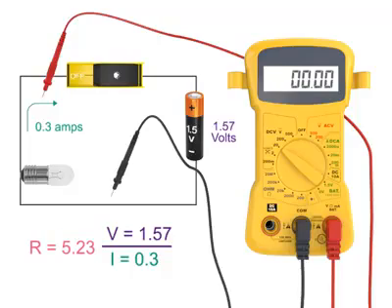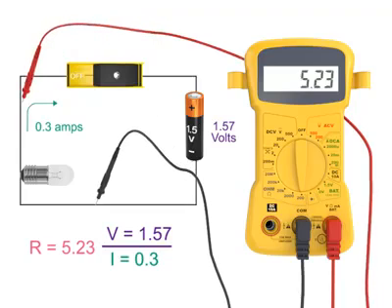Let's check the actual resistance of the light bulb using the meter. Make sure the switch of the circuit is open or in the off position so no external power is in the circuit. Look for the ohm symbol, which is the Greek letter omega, and switch the meter to 200. Now place the leads on either side of the light bulb. You should see a reading of 5.23 ohms.